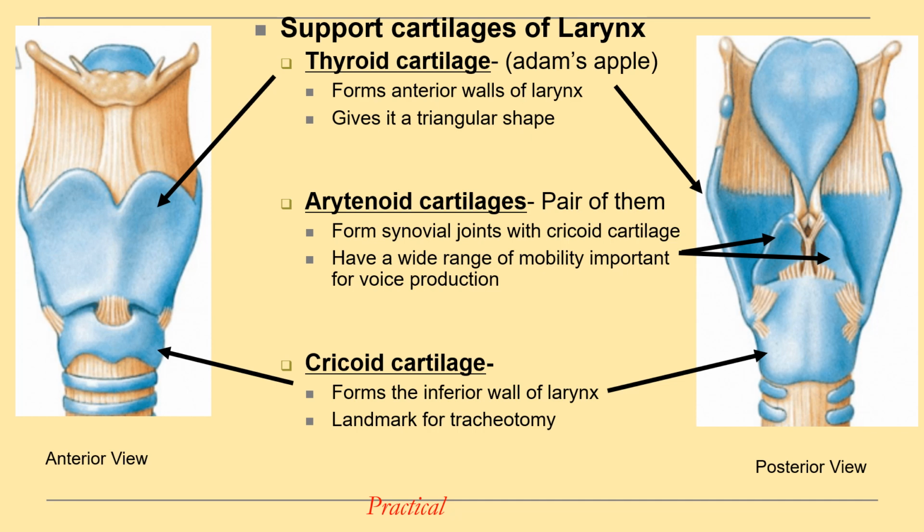And then we've got our cricoid cartilage that we're going to find under our thyroid cartilage, or below our thyroid cartilage. And this is the landmark for a tracheotomy. So if you have to do an emergency tracheotomy because someone's airway is blocked, that is what we're aiming for, that cricoid cartilage.